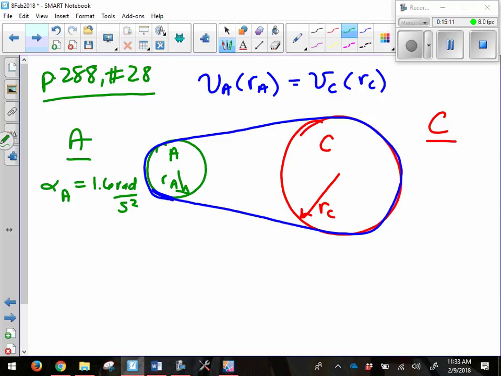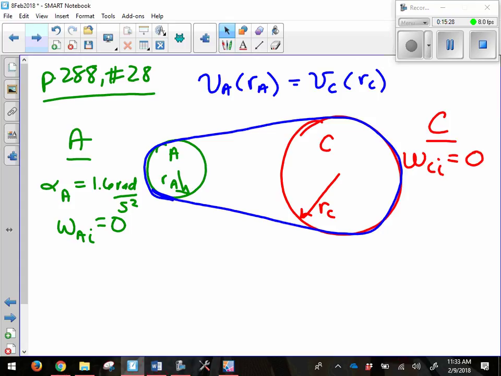Maddie. Yes. Because if one of them is starting from rest, the other one has to start from rest. Because they have to have the same linear speeds at any time. What else do we know in here? Okay, so I know that RA is 10 centimeters. Chances are we can probably leave it as centimeters.